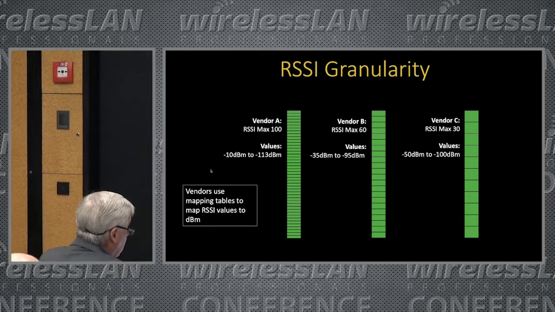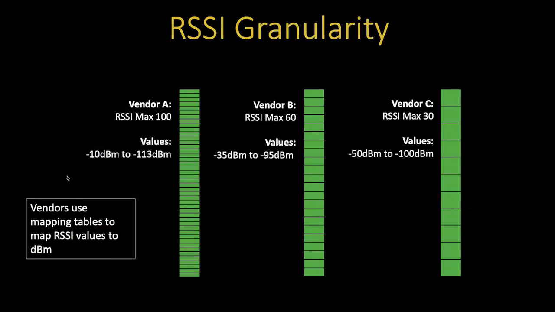Vendor C might be minus 100 to minus 50. You'll never get a signal reading higher than minus 50 from that vendor. So this is the way our clients read signal strengths. Okay?